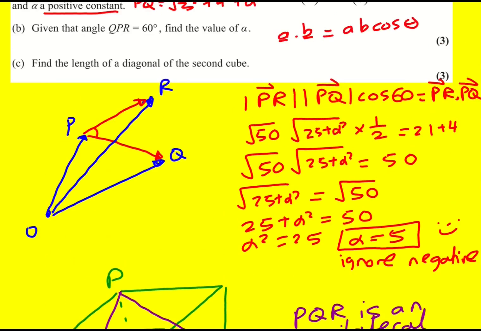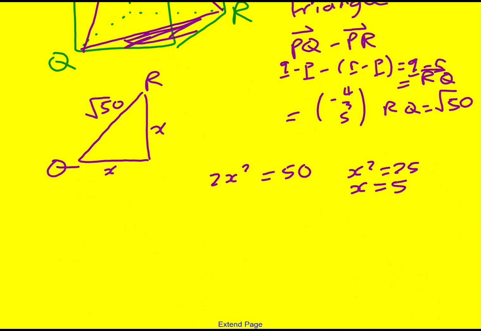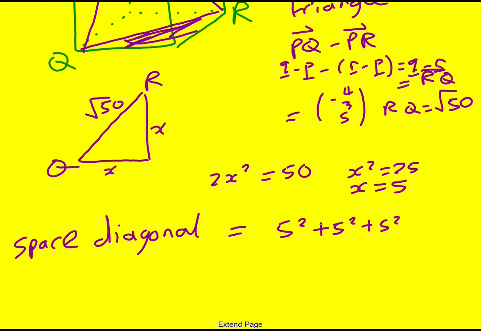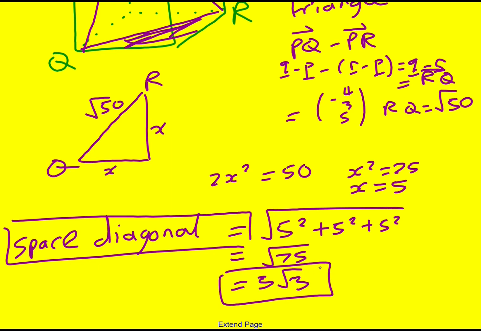Which means if I want the, I think they called it the space diagonal here, length of a diagonal of the second cube. Okay, they mean the space diagonal, the longest diagonal. I feel like that's a little bit confusing because the ones we've been dealing with before have been diagonals. So space diagonal is going to be 5 squared plus 5 squared plus 5 squared, square rooted, using 3D Pythagoras, which is root 75 or 5 root 3. All right, well done.